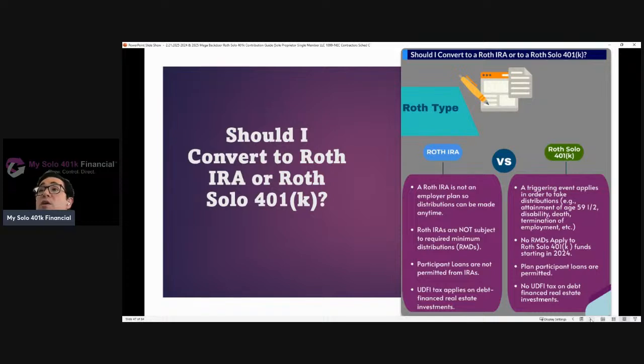Common question is going to be, should I transfer to a Roth IRA or a Roth solo 401k? Well, there used to be more differences between a Roth IRA and a Roth solo 401k.